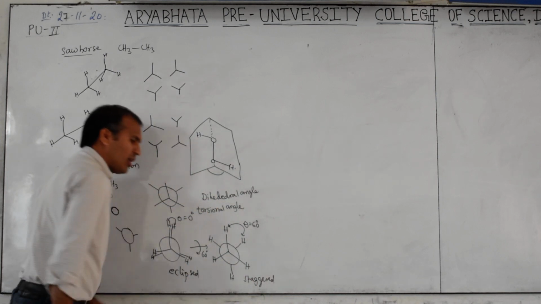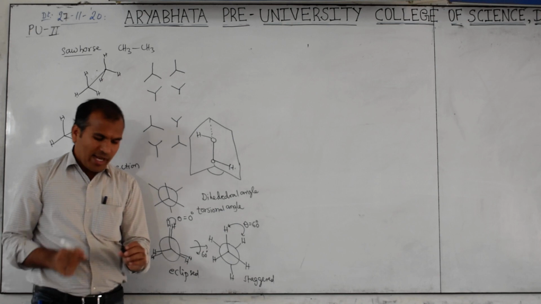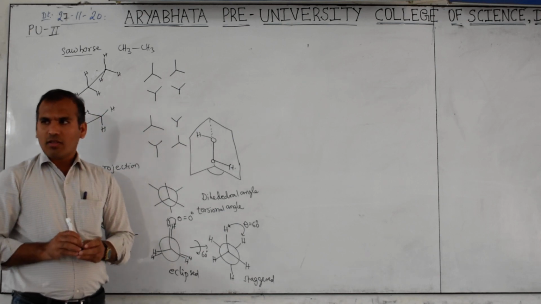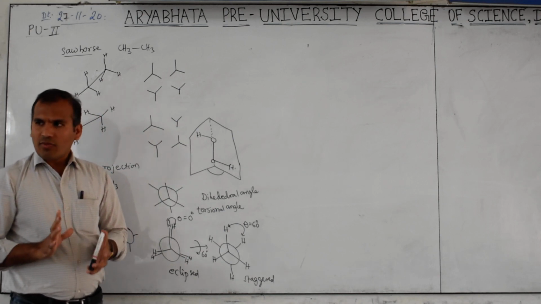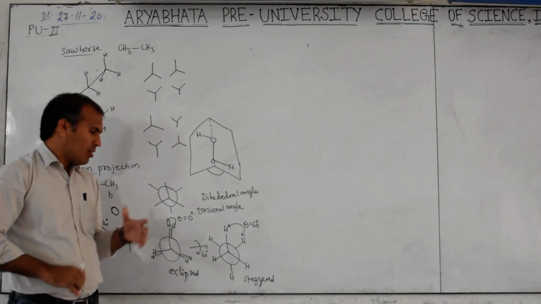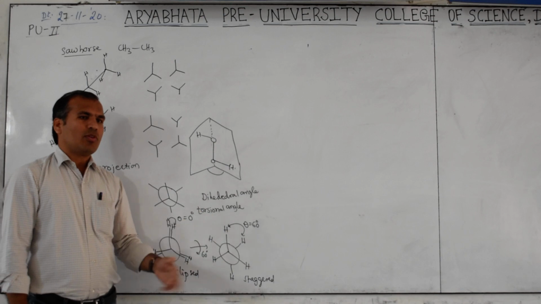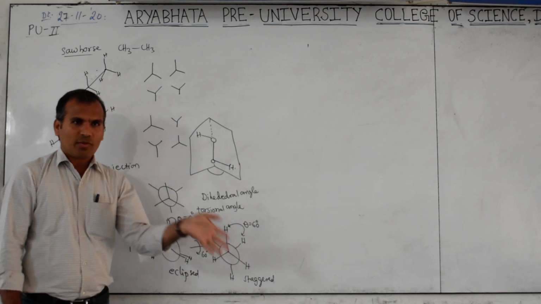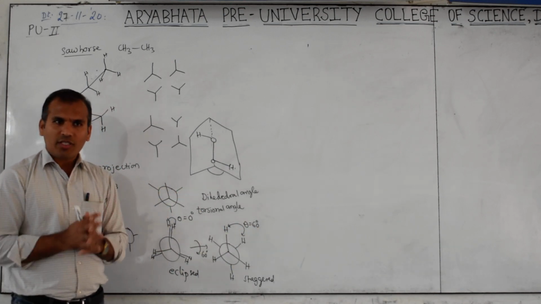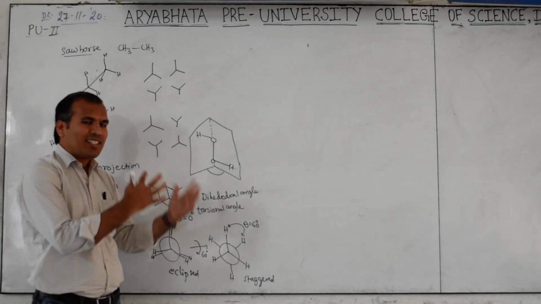Staggered form. Then which is more stable? Eclipsed more stable or staggered more stable? Staggered one is more stable. What is the reason? They may give the question like this in exam. In ethane, staggered form is more stable due to... maybe four options are given. Then which option is suitable? I am not giving options. You just tell the answer now.